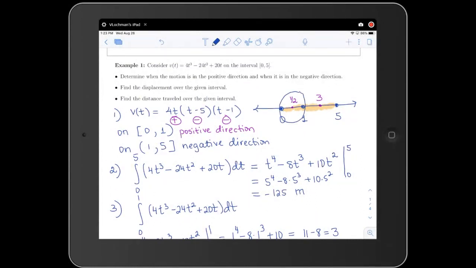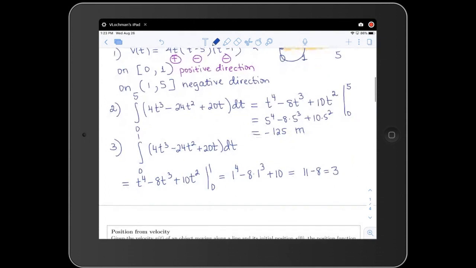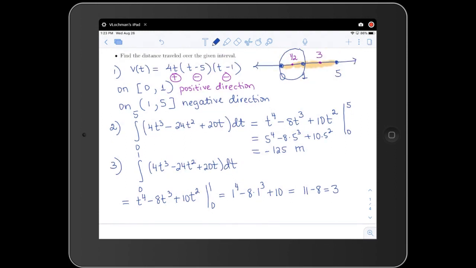So that matches. If we evaluate this from 1 to 5, we should get a negative 128, unless we put that negative up front. Well, how about this? I'm confident my answer is correct. Unless you guys see an obvious mistake, I don't think this is wrong.